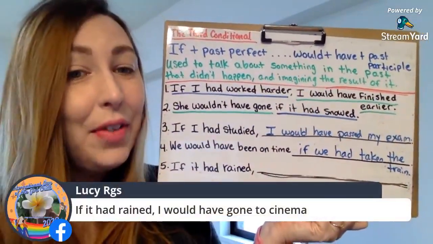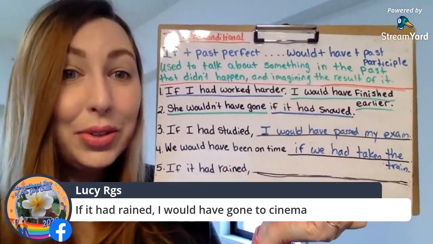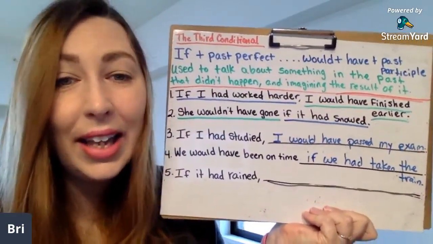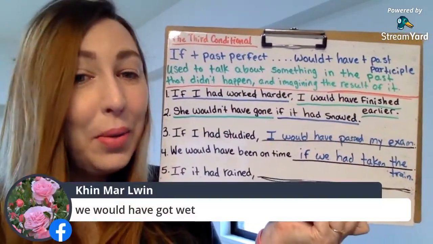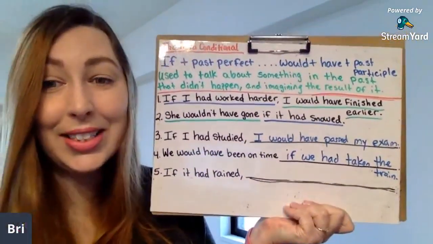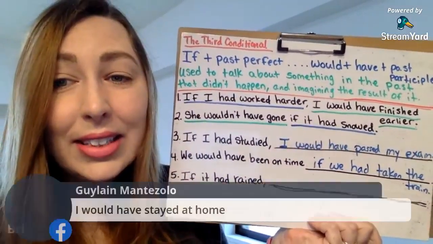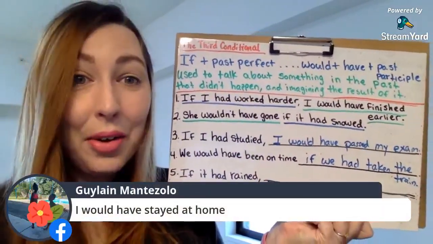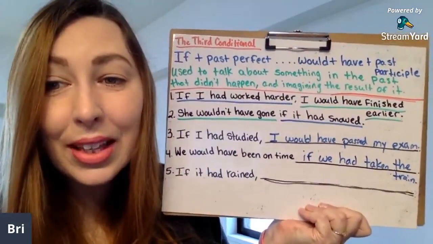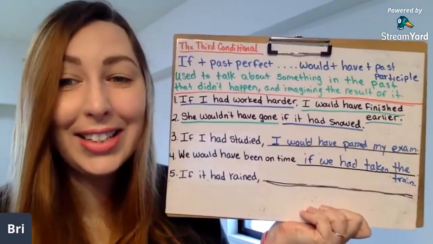This is a good one. If it had rained, I would have gone to the cinema. Good. If it had rained, we would have gotten wet. This is a good one. Let's see. If it had rained, I would have stayed at home. Yes, very good. You guys have so many good examples. If it had rained, the pool would have been filled. Yes, good.